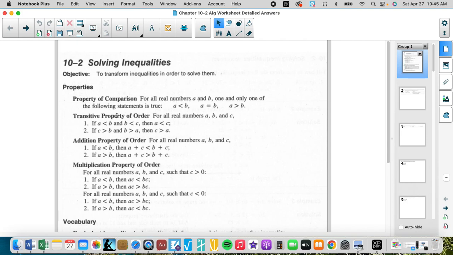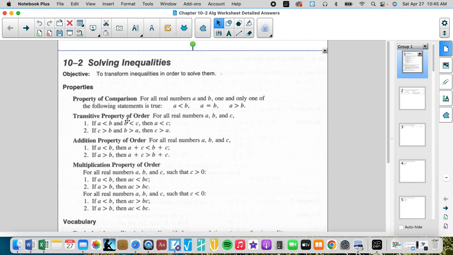The transitive property: if a is less than b and b is less than c, then a is less than c. Right? Because if c is greater than b and a is less than b, then a must be less than c. That's a really good transitive property. So if c is greater than b and a is less than b, then c is greater than a. Same thing, it's just inverted.